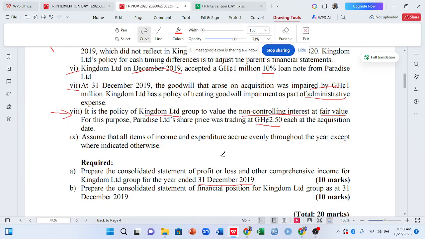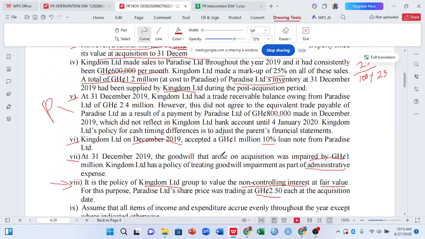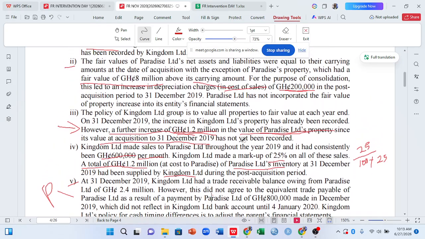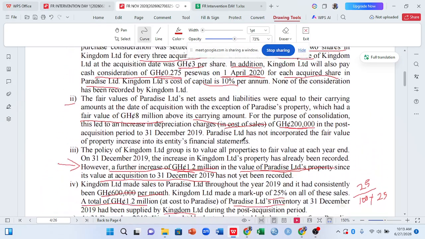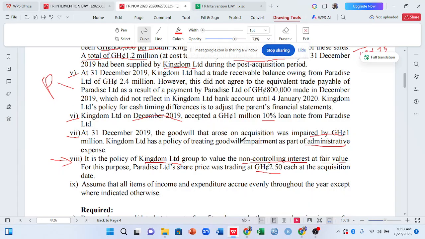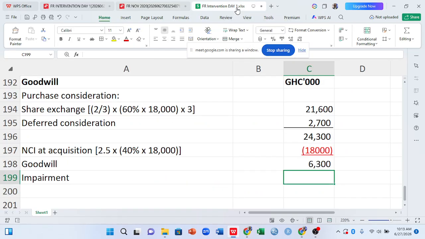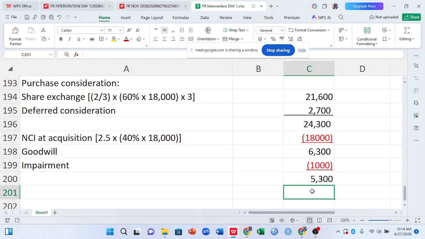Yeah, let me check. I think it was 200 or so. Oh, I've forgotten. Yeah, it was here, 1 million. So our impairment here was given as 1 million. So in that case, that will be 1,000. Then we'll get 5,300. So this becomes our current amount of goodwill.